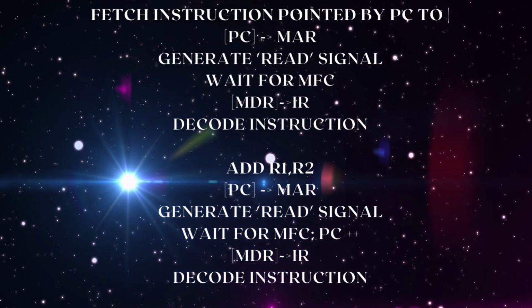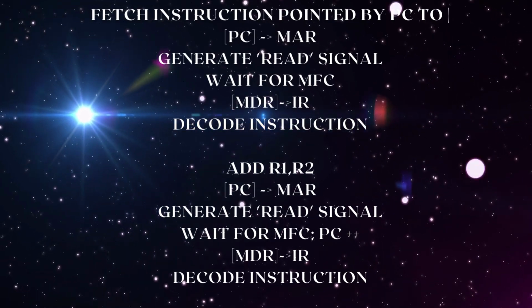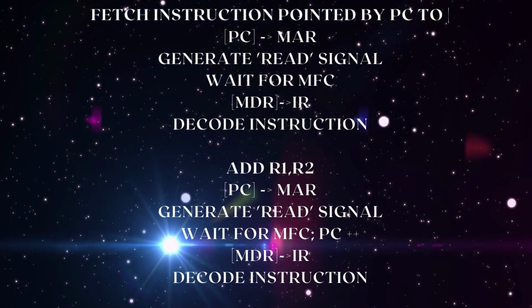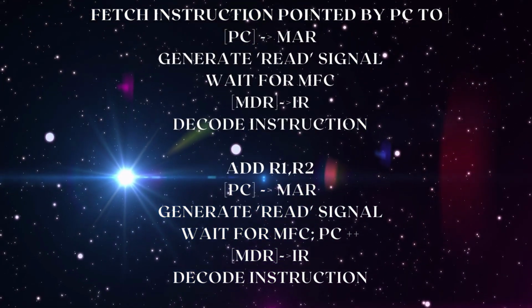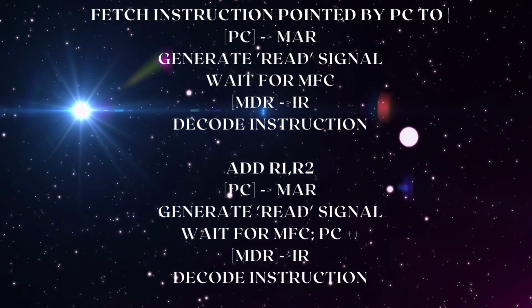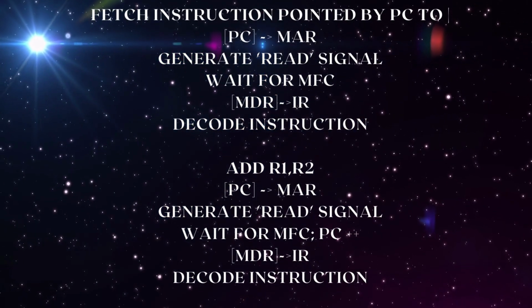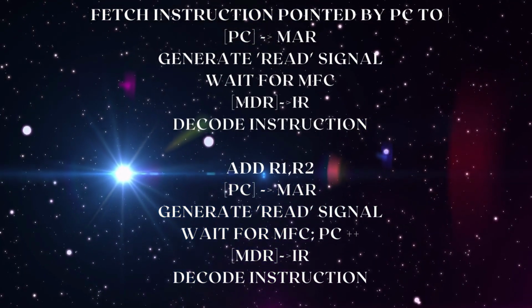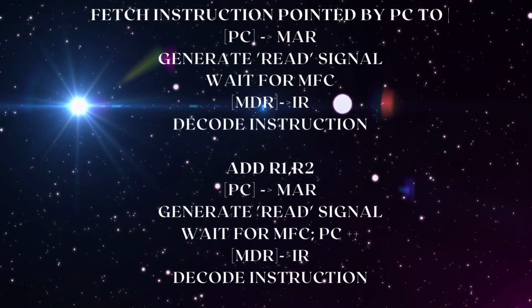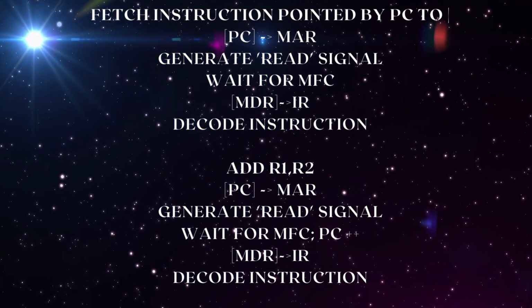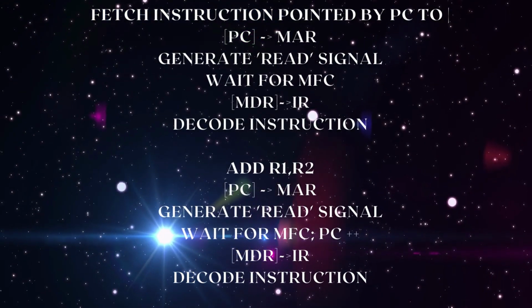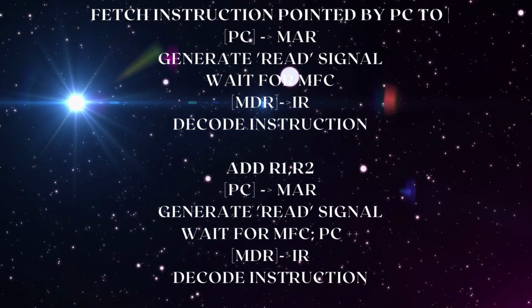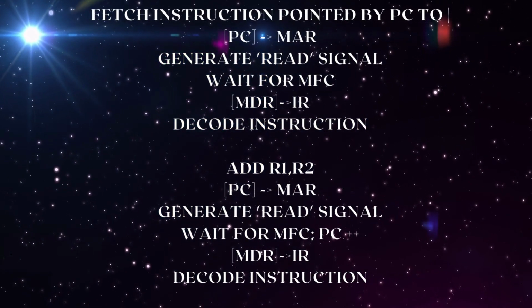Now, as we saw in the previous slide, the first step was to fetch the instruction pointed to by the PC into the IR. So how do we go about this? To do this, the first step that we will have to undertake is to transfer the content of the program counter to the MAR. So whatever address is stored in the program counter, we will transfer that to the memory address register and we will generate the read signal. So we will tell the MAR to go into the memory and hunt for this location that is stored in the program counter and check what content is stored at that location.